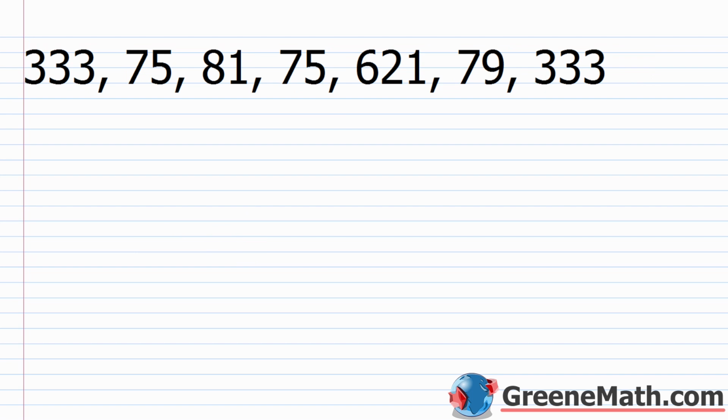Okay, for the last one, we have 333, 75, 81, 75, 621, 79, and 333. So you can see here, just by eyeballing this, that you have 333 and 333. You have 75 and 75. So you have 2 modes here. 333 and 75 each occur twice. Everything else occurs only once. So we'll say that there are 2 modes.